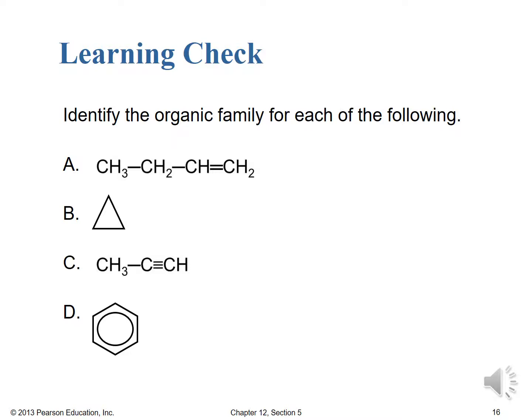All right, one last learning check before we leave this chapter, and here you're asked to identify the organic family for each of the following. So we have A, B, C, D, and just give the main type. Is it an alkane, an alkene, an alkyne, an aromatic? Those are the 4 different groupings we know so far, so decide to which family each of those structures belongs.